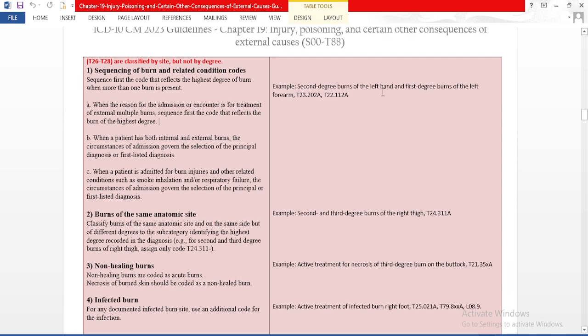So we have an example here. Second degree burns of the left hand and first degree burns of the left forearm. So here we have coded second degree burns of the left hand initially, and first degree burns of the left forearm later. This is because as per the guidelines we need to code the highest degree burns first, later the lowest degree burn.